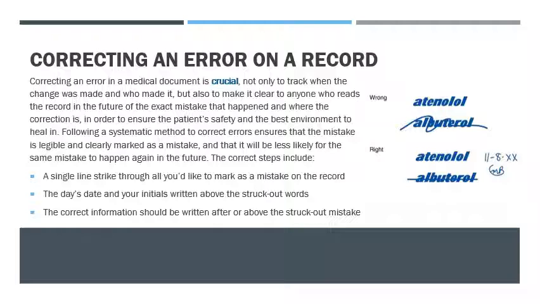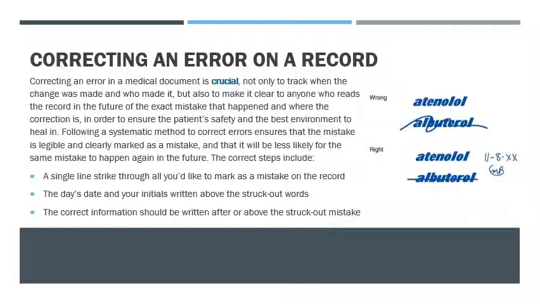Correcting an error on record. Correcting an error in a medical document is crucial, not only to track when the change was made and who made it, but also to make it clear to anyone who reads the record in the future of the exact mistake that happened and where the correction is, in order to ensure the patient's safety and the best environment to heal in. Following a systematic method to correct errors ensures that the mistake is legible and clearly marked as a mistake, and that it will be less likely for the same mistake to happen again in the future.